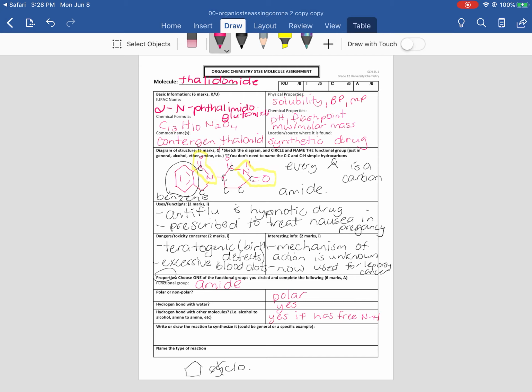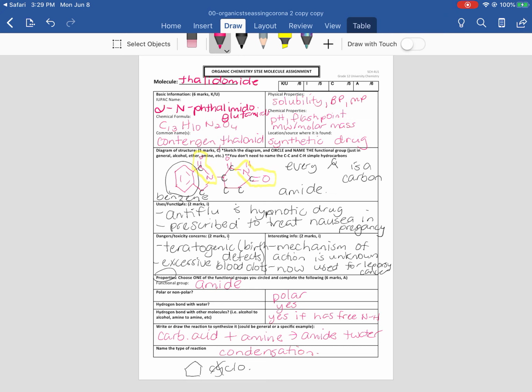Okay, so in every note, there's a section about naming and then a section about properties, right? So look in there. And then the next part says write or draw the reaction to synthesize it. You could pick a general example or a specific example. It really doesn't matter. So for my molecule, my functional group is an amide. You'd use a carboxylic acid and an amine makes an amide plus water, and this is called a condensation reaction.